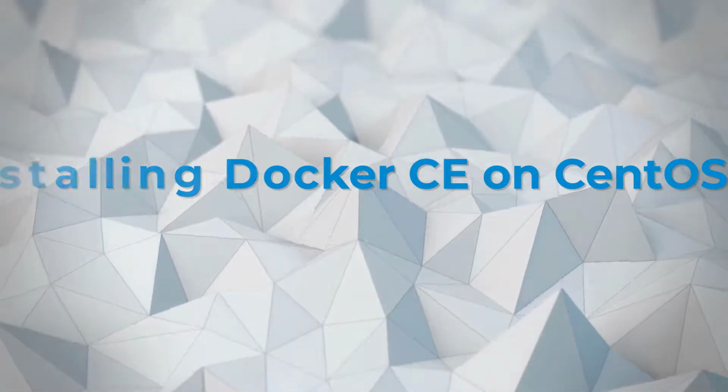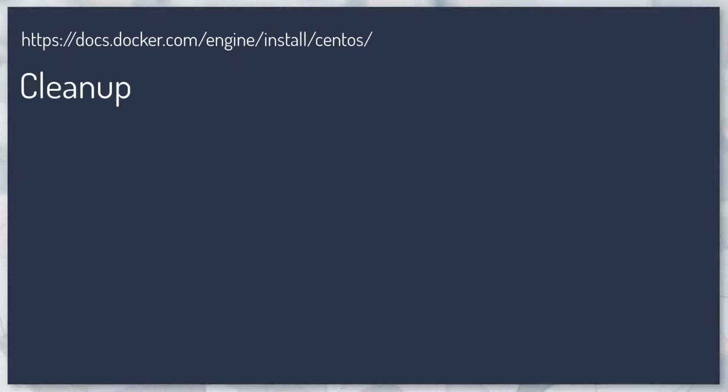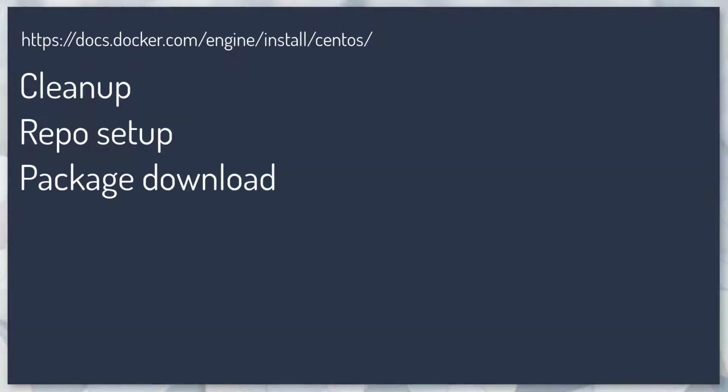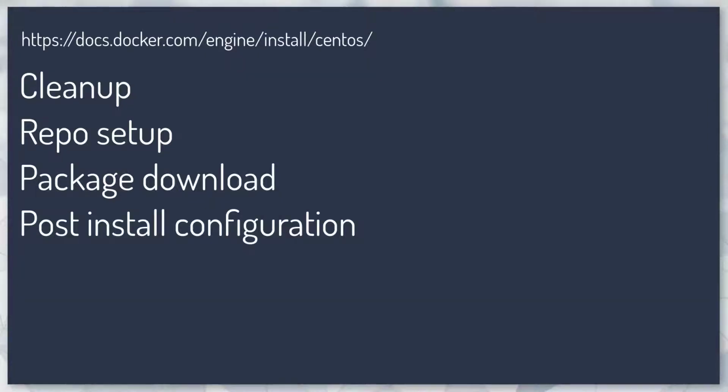In the previous video we covered the Docker installation process on Ubuntu. Now let's take a look at CentOS and see what's different. I'll be following the documentation page on docs.docker.com, and you can follow this link to the CentOS specific steps: docs.docker.com/engine/install/CentOS. The installation process follows the same steps: cleanup of old installations, setting up repositories and downloading the packages. However, there are some particular things that are specific to CentOS in the post-installation configuration settings.